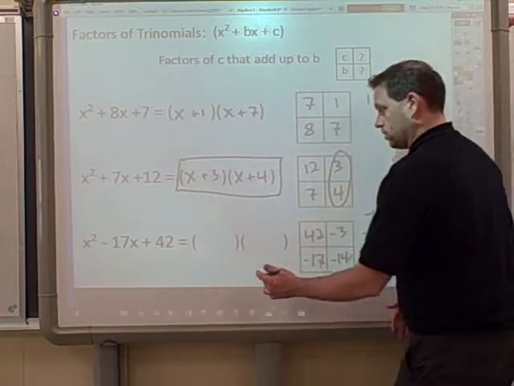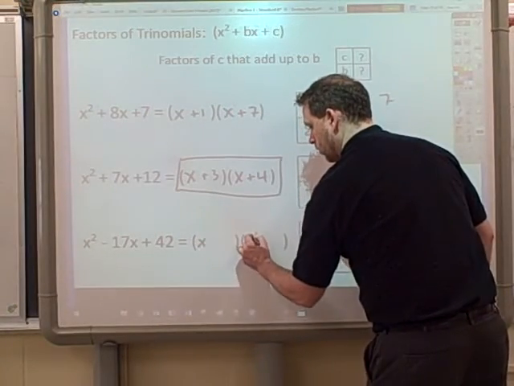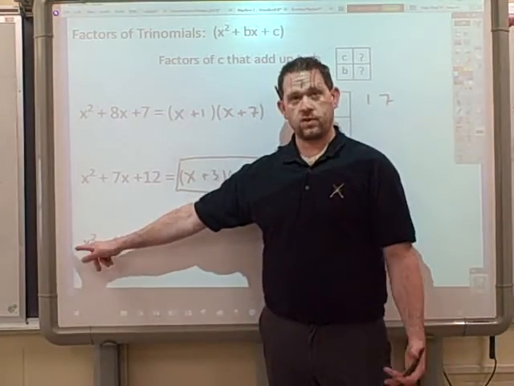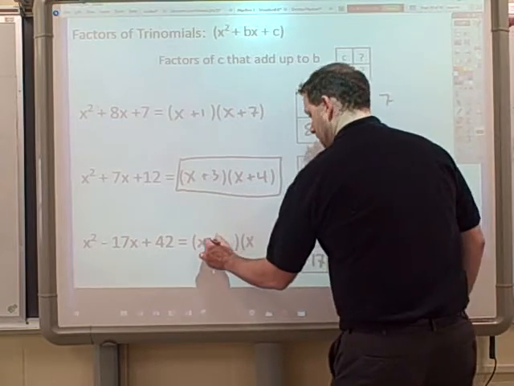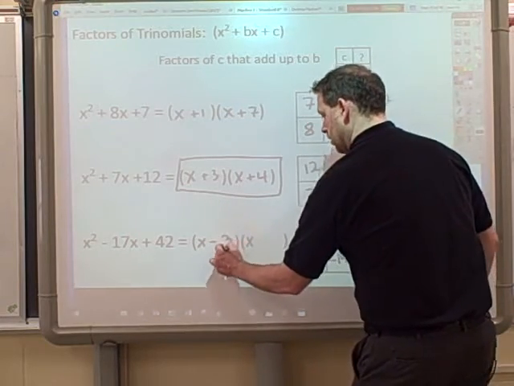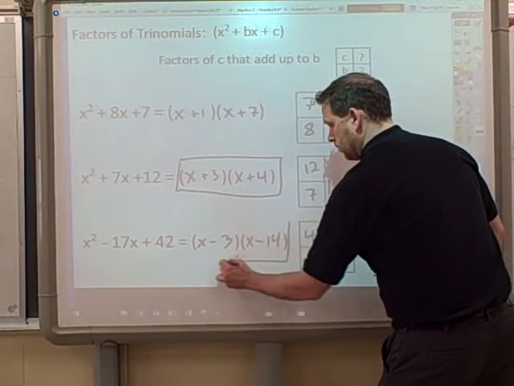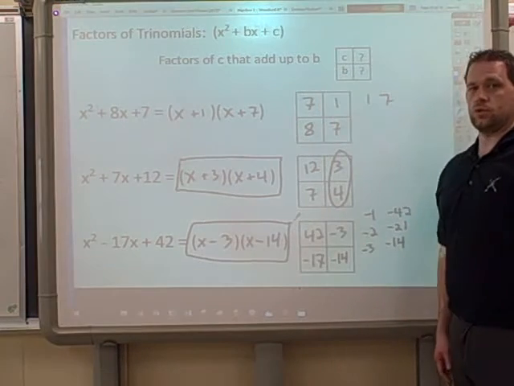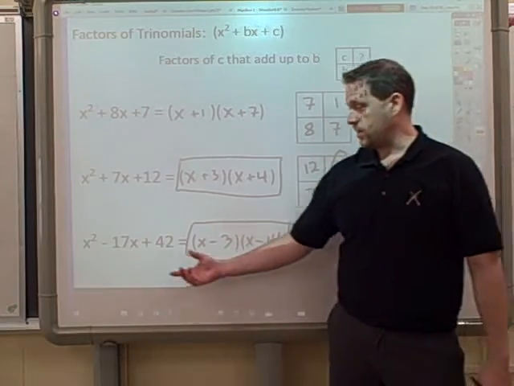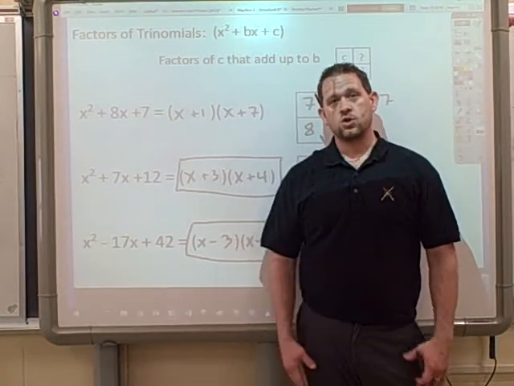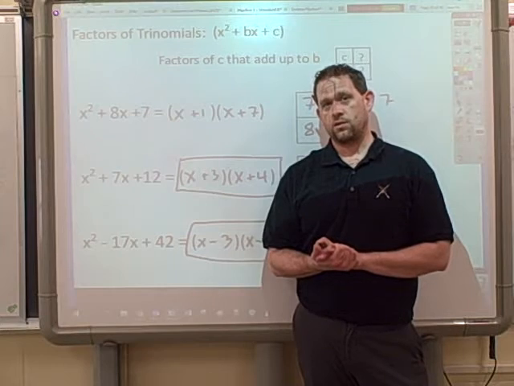Let's write our binomials. I know it's x and x, only because there's no number in front of that x squared. Minus 3, minus 14. That's our solution. There'll be different combinations of positive and negative numbers, so you'll have to figure that out. That's part of the problem.